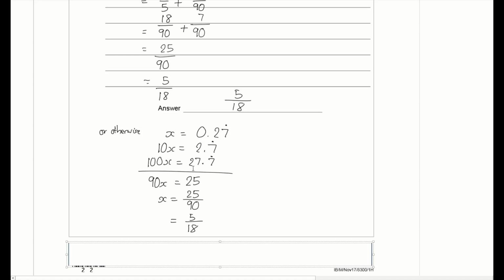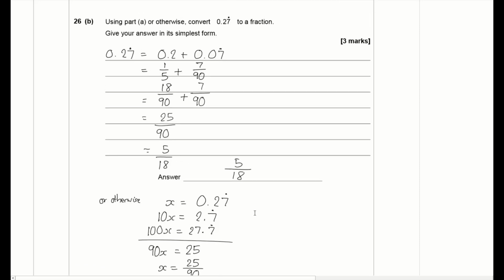But you've also then effectively got to do 27 minus 2, which is 25. Rearranging for x, dividing by 90, x is 25 over 90. Dividing by 5 again, because it's the highest common factor, you get 5 over 18. So often you'll end up using this one, or they might say use algebra to obtain the fraction in its simplest form of a given recurring decimal.